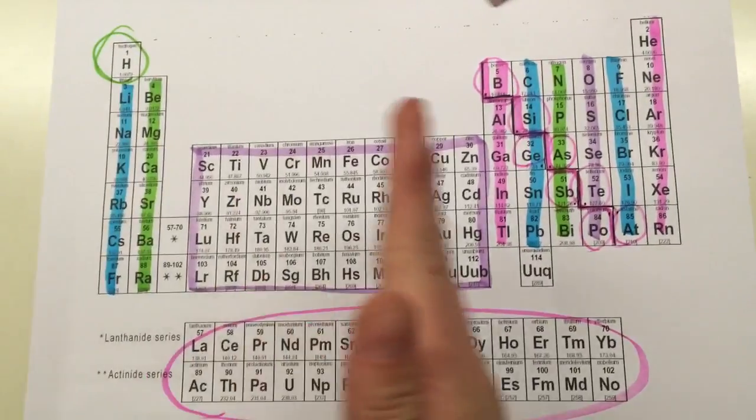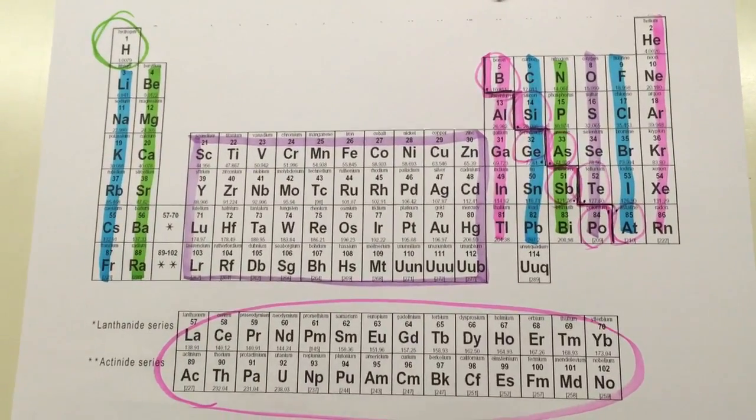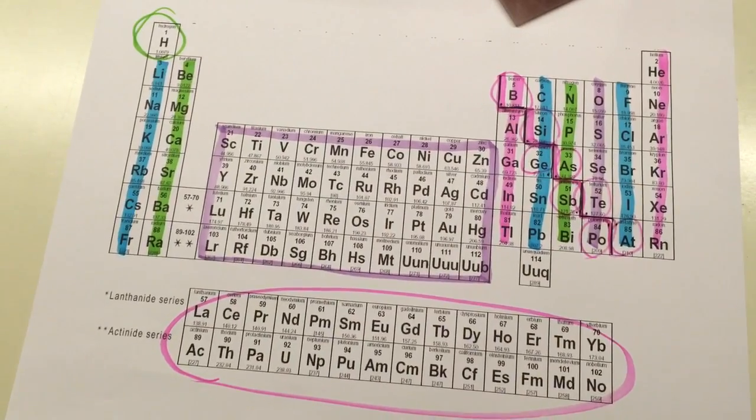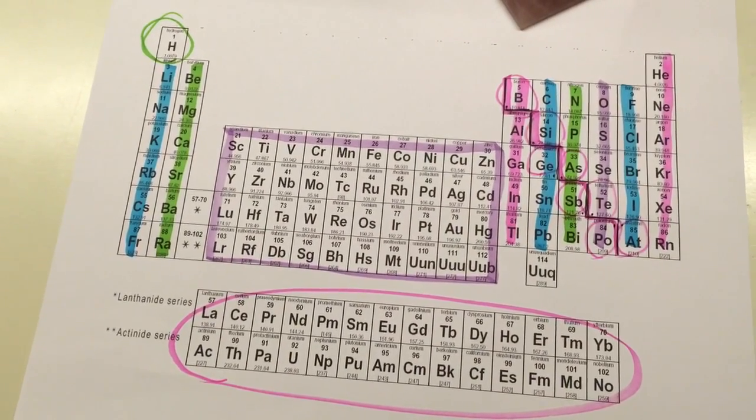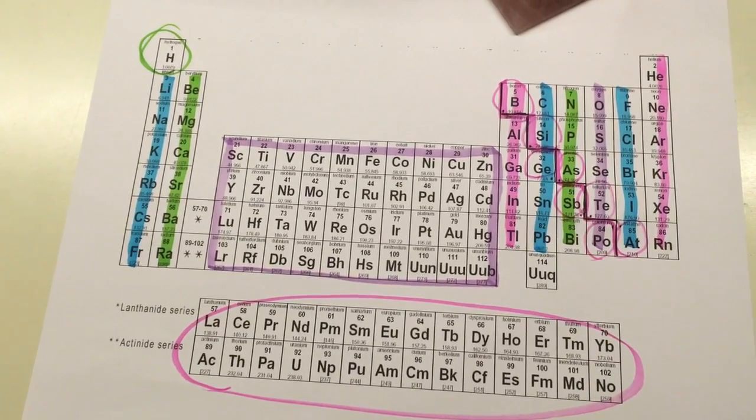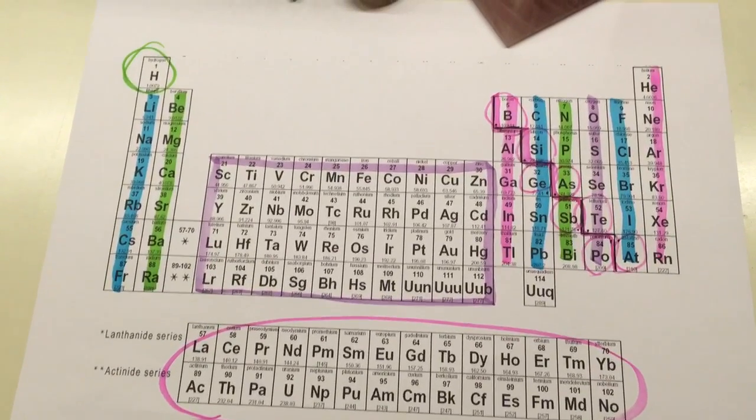So metals on the left side are shiny, malleable, ductile, good conductors. Nonmetals on the right side are dull, brittle, non-conductors, and metalloids have characteristics of both. They're semiconductors. Okay, so as you can see, this is our periodic table.